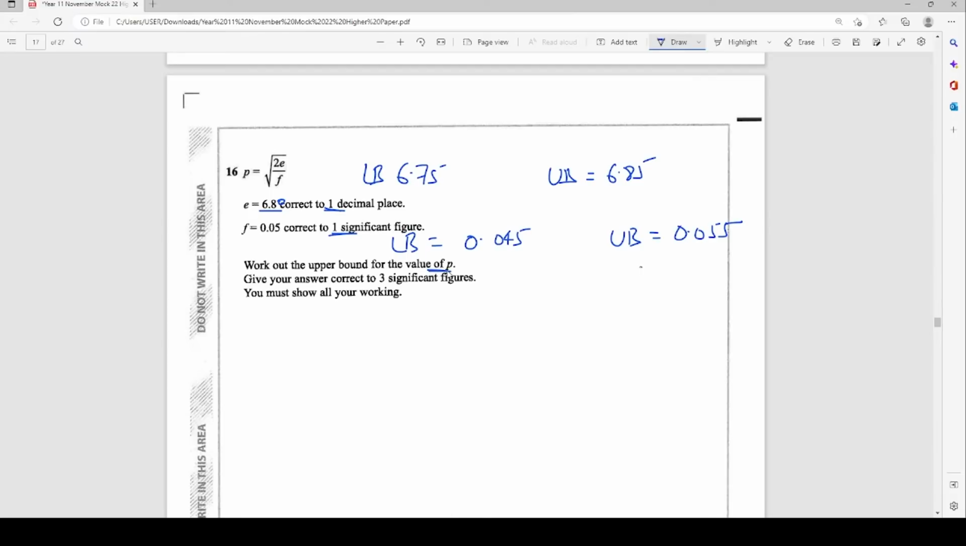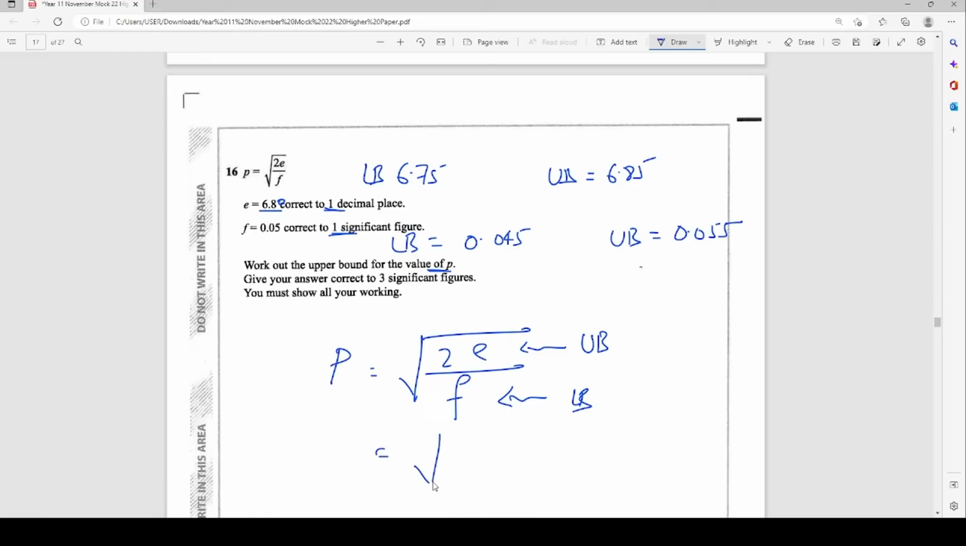Now in order to get the upper bound, basically what we have to do, you have got a fraction, right? And in this fraction, if I want to get the upper bound, I should take the upper bound of E and I should take the lower bound of F, because if I divide by a lower number, I will get a higher fraction. Basically, if your denominator is small, your fraction is big. So I will take the lower bound here.